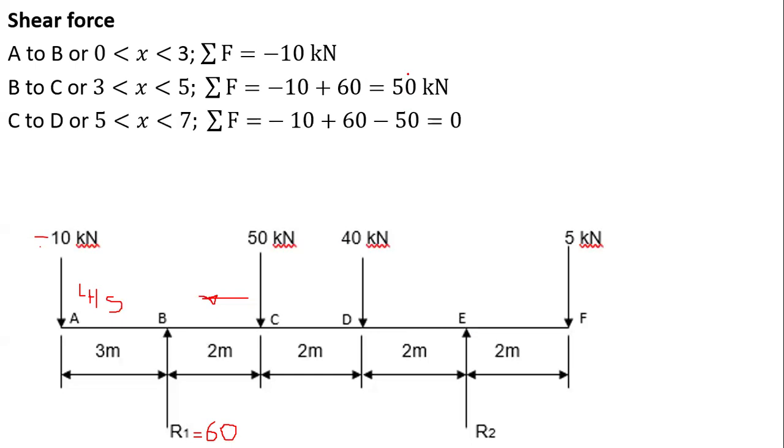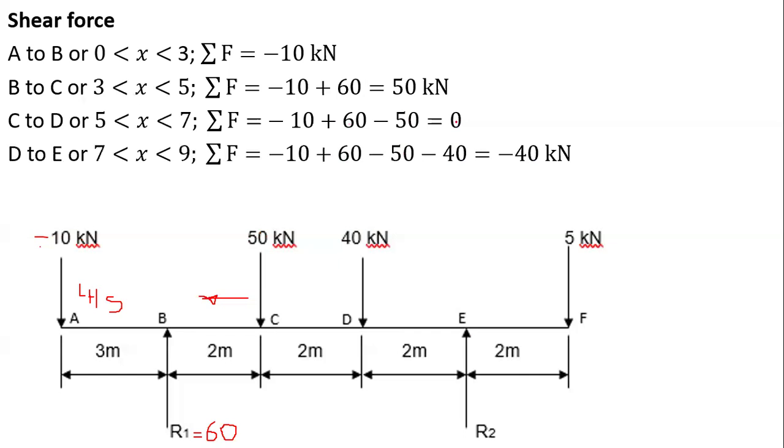I proceed to CD. C to D. Again, I'm at point D being my last point. Looking back at what I've left on the other end, I have 50, 60, 10. 50 is acting downwards, so it's negative 50. 60 is acting upwards, so it's positive 60. So therefore, I put them together. I have negative 10 plus the 50. I've only included the newcomer, negative 50. When you add them, your answer comes out as 0.